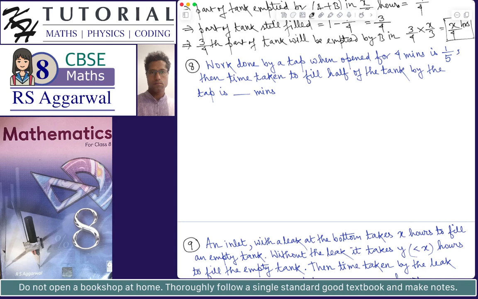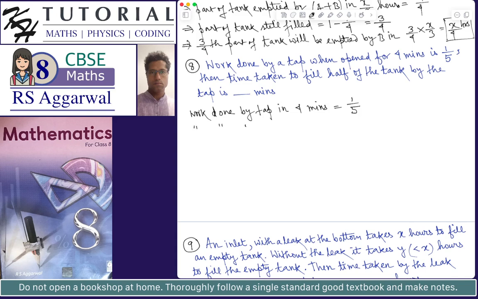Work done by tap in 4 minutes. Now since the unit is given in minutes, we have to consider the work done per minute. So work done by tap in 4 minutes is given to be 1 by 5. This essentially means that 1/5 of the tank is, since the work done is positive, it is given positive 1 by 5. It means that 1/5 of the tank is being filled by the tap in 4 minutes.